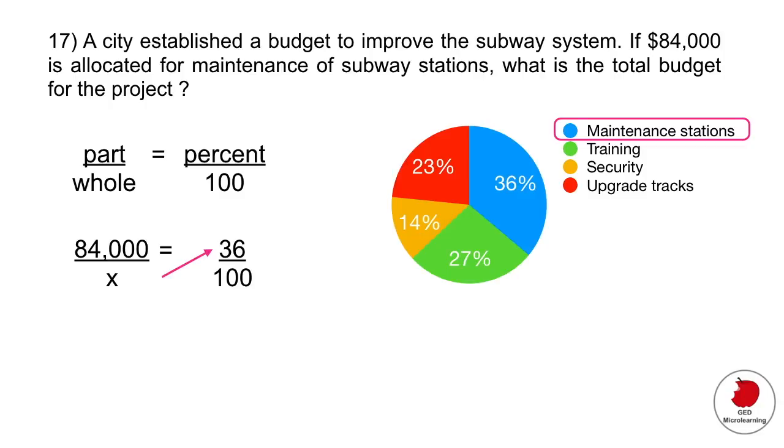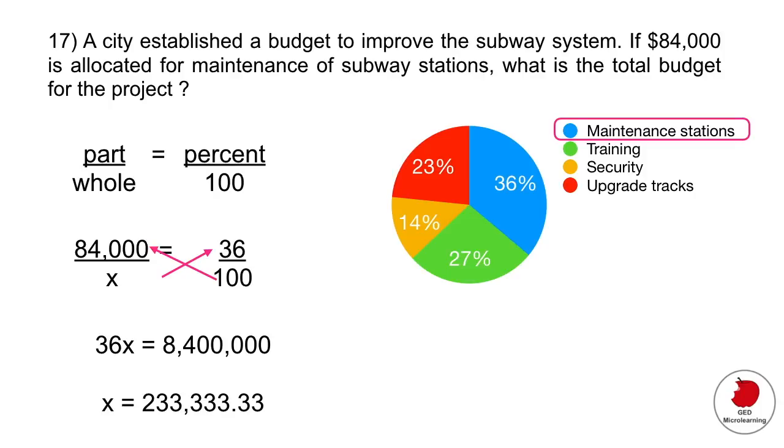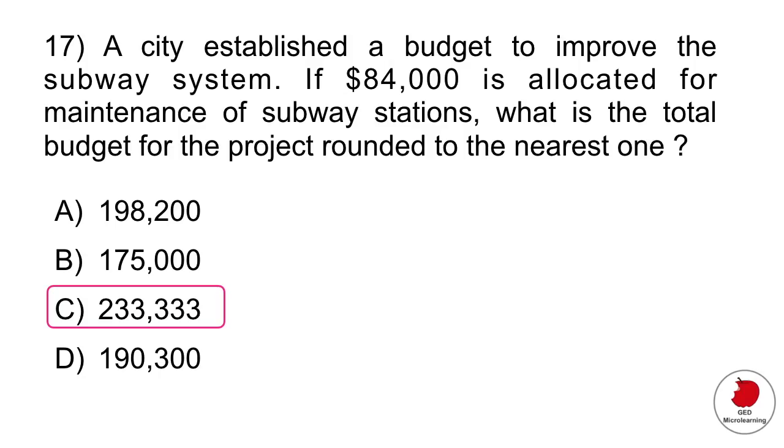So once again, multiply across both sides like this. You should end up with this number, and then if you divide it, you end up with this really big number, $233,333. Okay, so that would be option C.